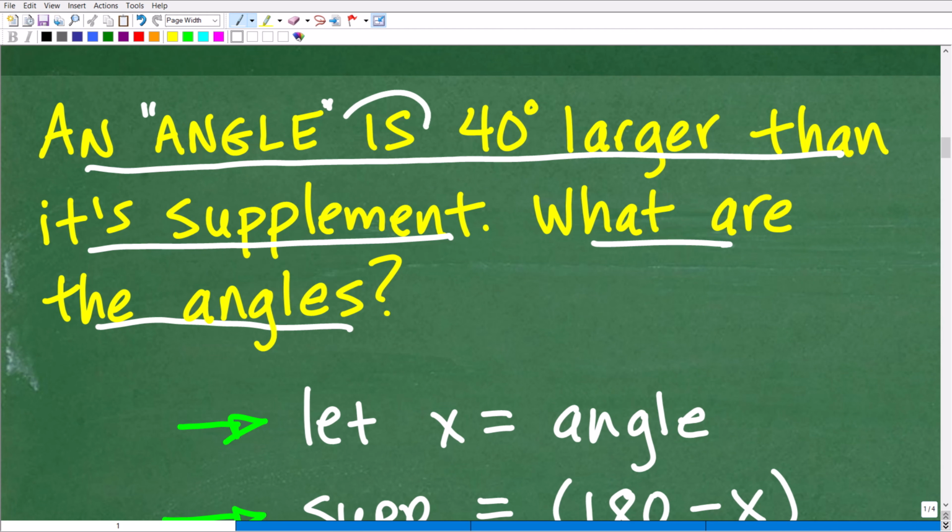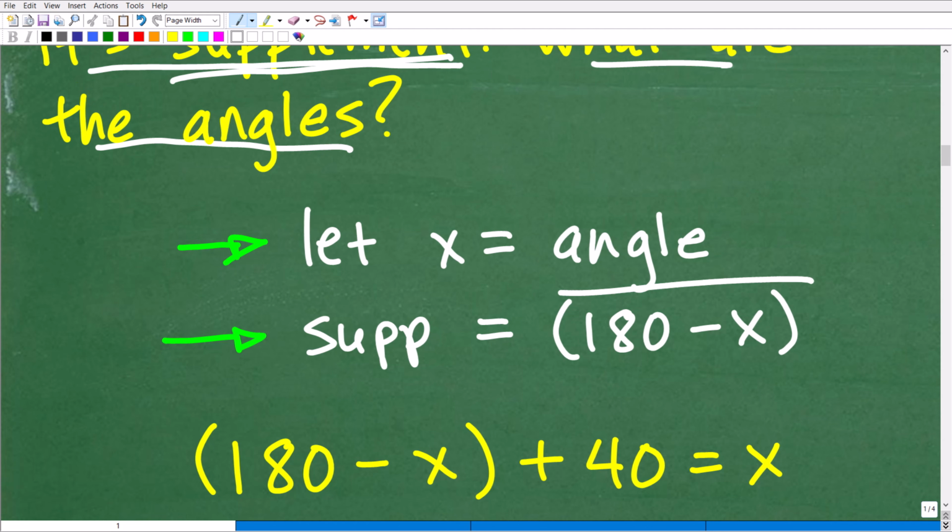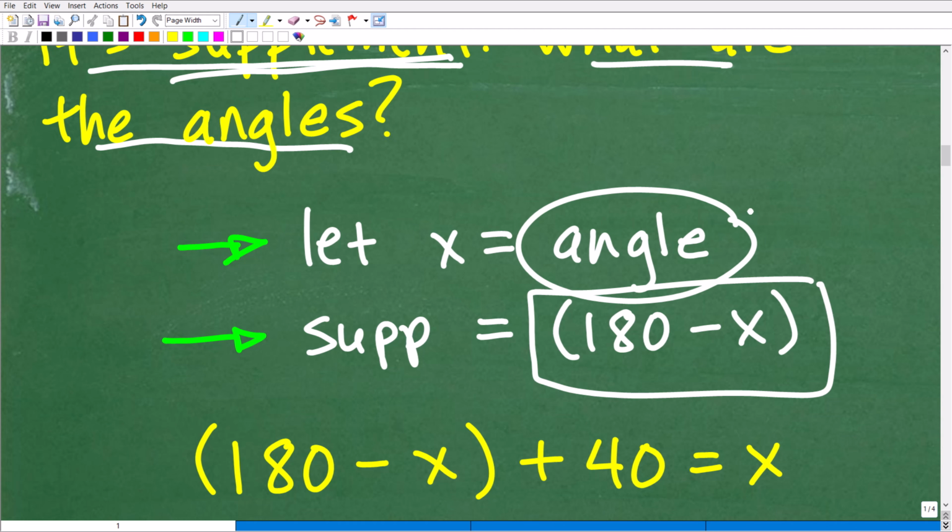So an angle is, now in algebra, hopefully you recall that "is" is equivalent to the equal sign. So an angle is equal to, or the angle is 40 degrees larger than its supplement. Now we have to piece this together and construct an equation. So where's the supplement? Well, this is the supplement. So this angle is going to be 40 degrees larger.